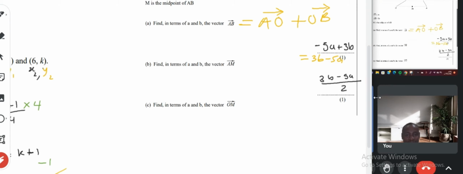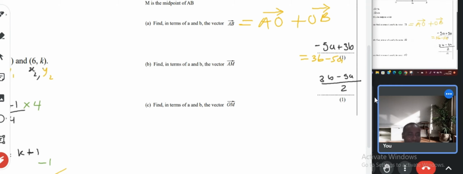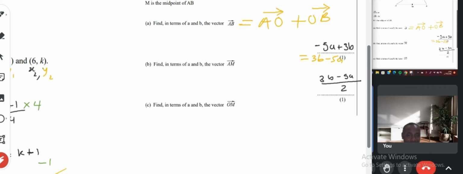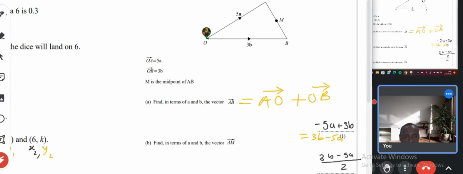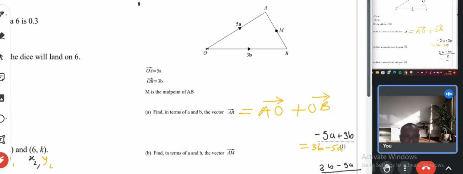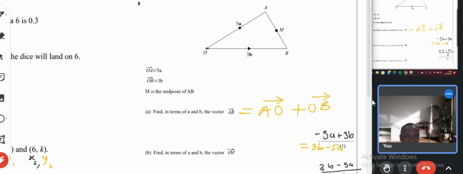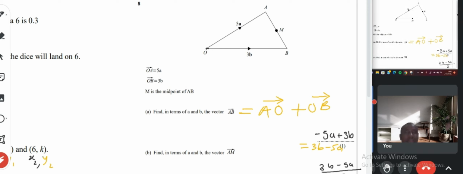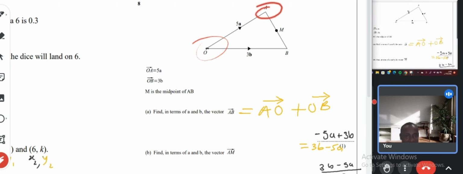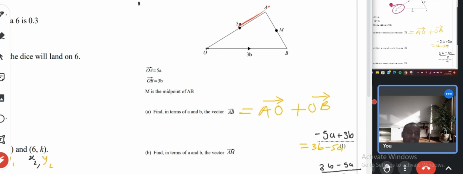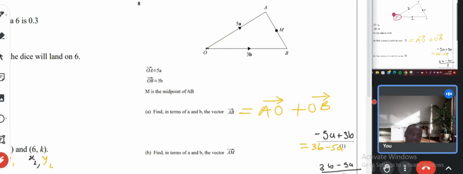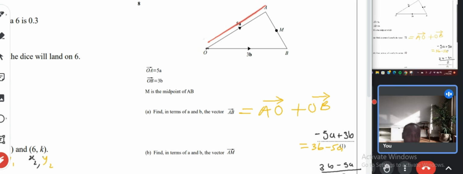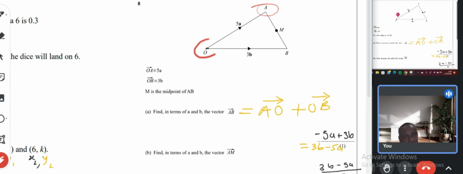But when it's written at first, does it mean you start with the letter? Like M. If it's O to M, you start with O instead of A. Yes, exactly. If it was O to A, you are going to start from O and move to A. The motion should go in the direction of the letters. O to A would have just been 5A. But A to O is now minus 5A.